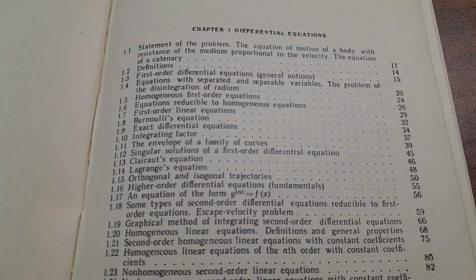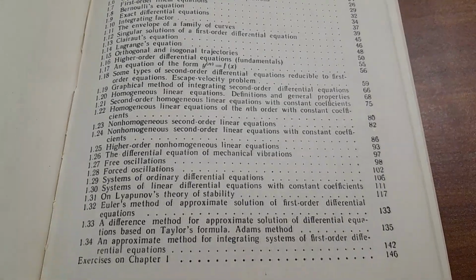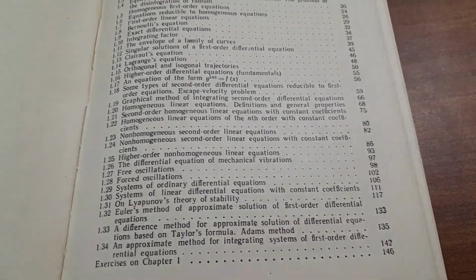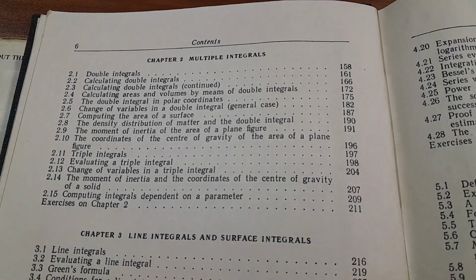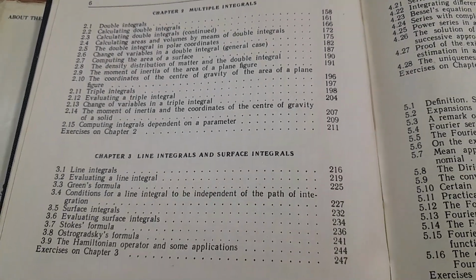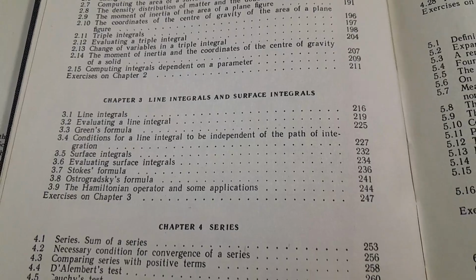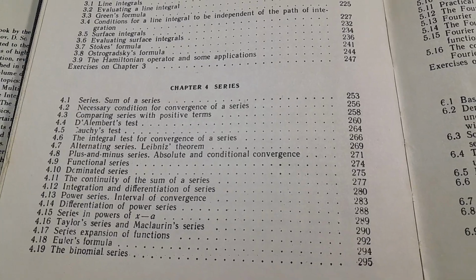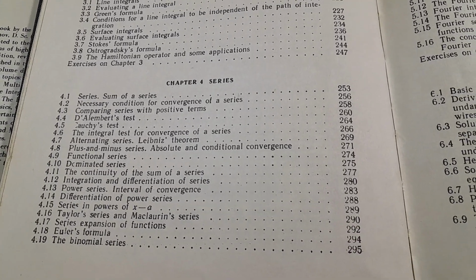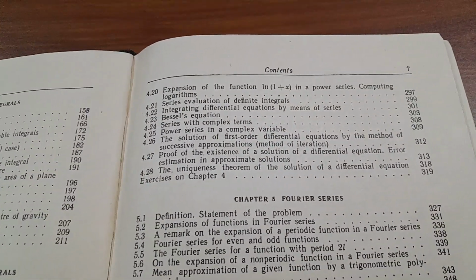Here we have Bernoulli's equation, exact differential equations, non-homogeneous second order linear equations. For 146 pages we have differential equations. Then chapter 2 is multiple integrals, double integrals, evaluating a triple integral. Chapter 3, line integrals and surface integrals. We have Stokes' formula, Green's formula. Then we have series, sum of a series, Cauchy's test, Taylor series and Maclaurin's series, power series in a complex variable.